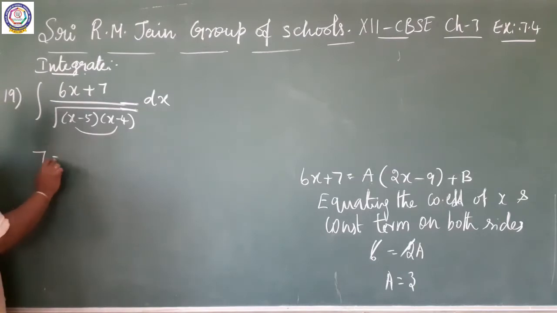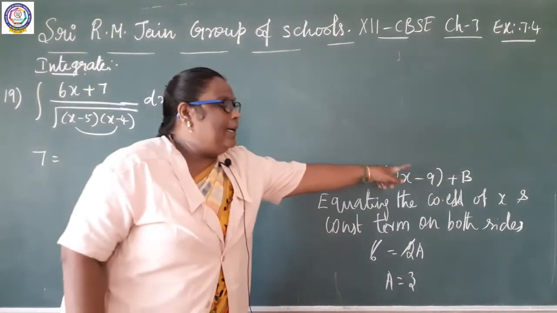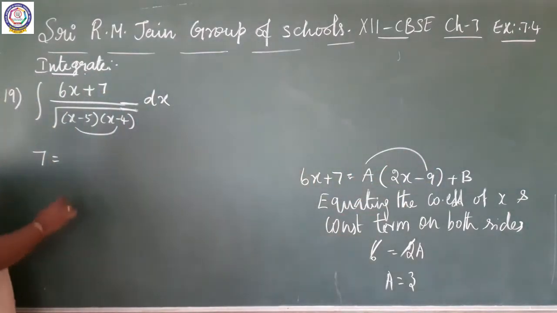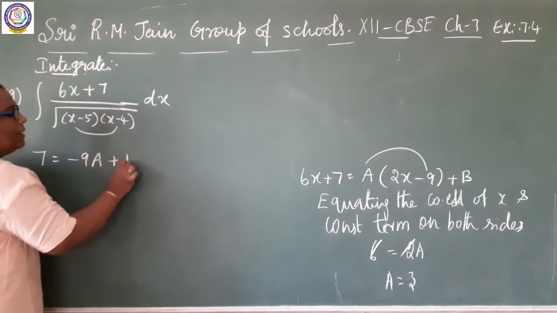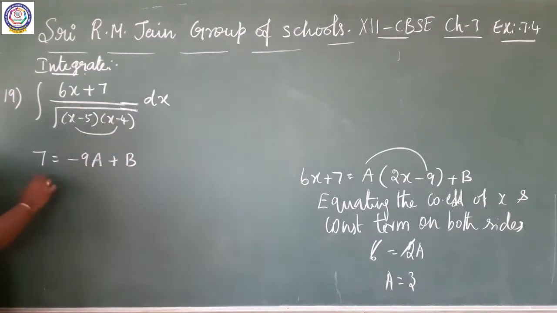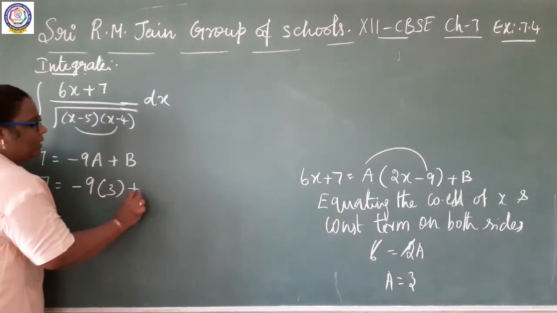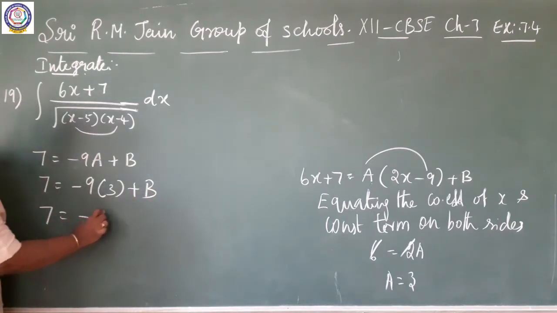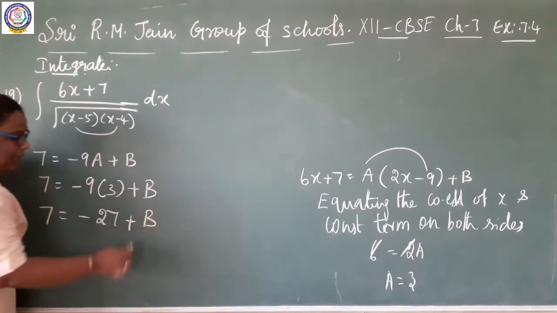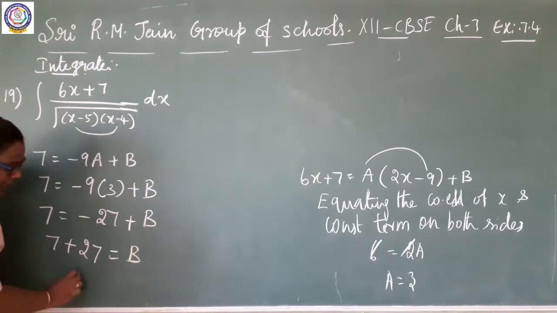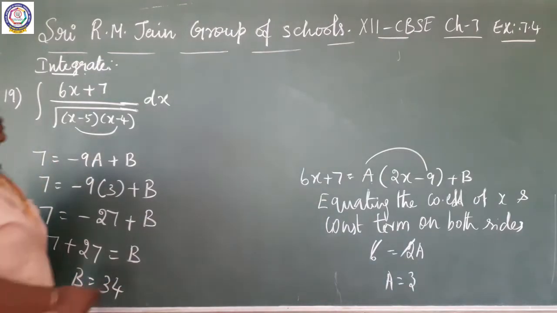Constant term on both sides. What is the constant term? 7 equal to minus 9a plus b. So 7 equal to minus 9 into, what is the value of a? a value is 3, plus b. 7 equal to minus 27 plus b. 7 plus 27 equal to b. What is the value of b? b equal to 34.